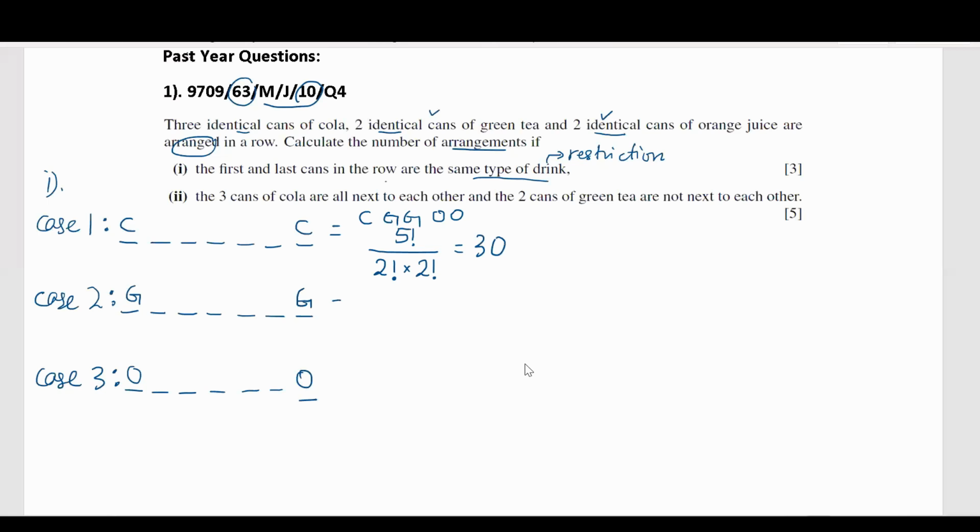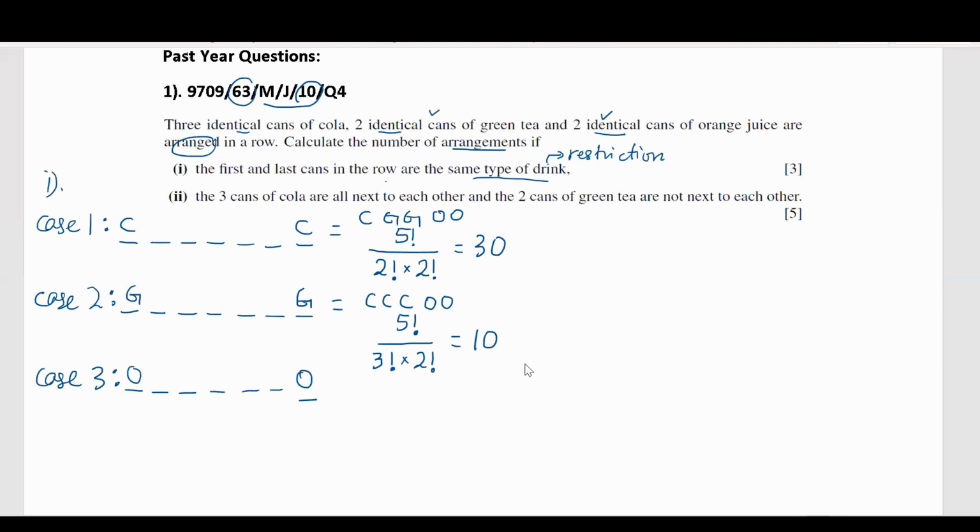We do a similar calculation for case 2. As the 2 green teas are the first and the last can, there are still 3 cola in the middle and 2 orange. Now we still have 5 factorial ways to arrange them, but because the 3 cans of cola are identical, we need to divide them out, and the 2 orange are identical, divide out. And the number of ways is 10.